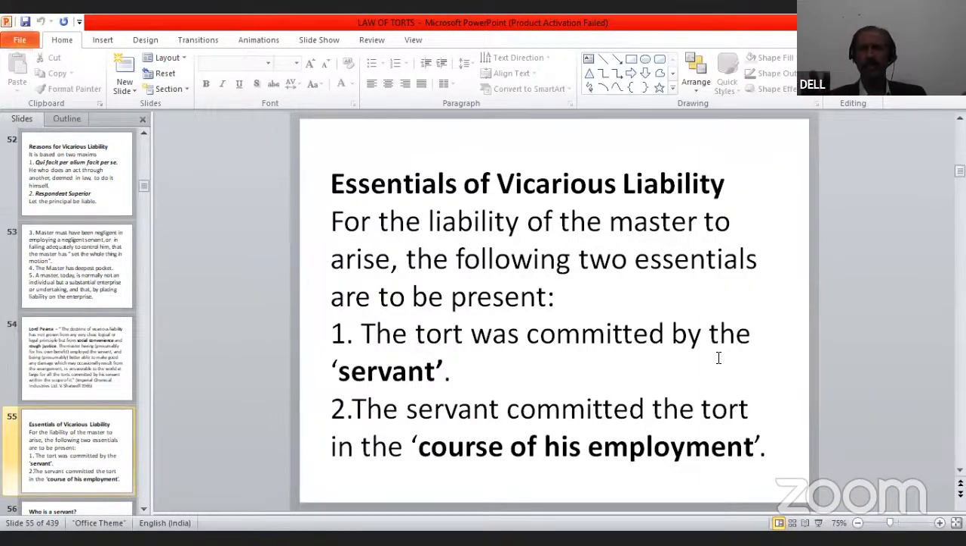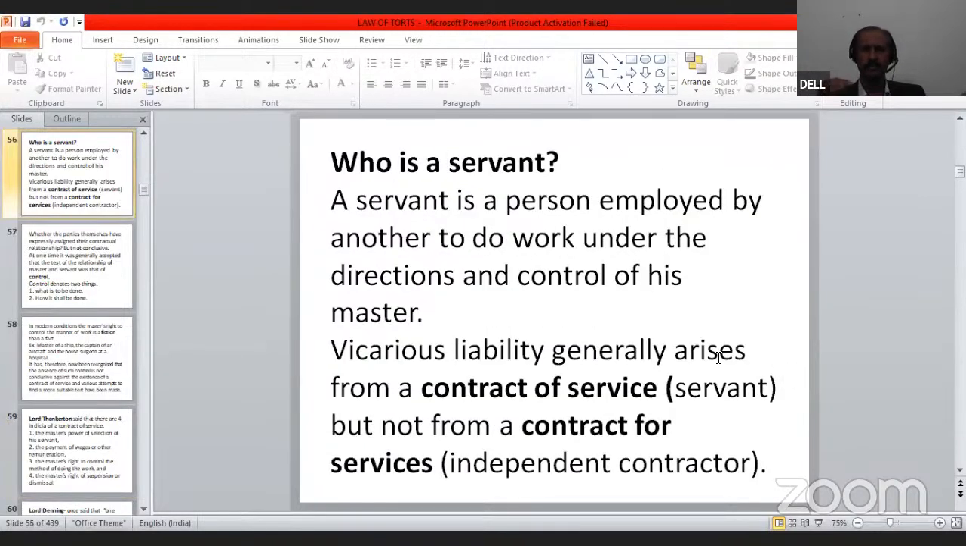The second one, say it must come within the course of employment. So normally in the books you refer to, you may not come across these two concepts. To determine who is a servant, you say one who is appointed to do work for others, and you can give examples. But it is based on two things.